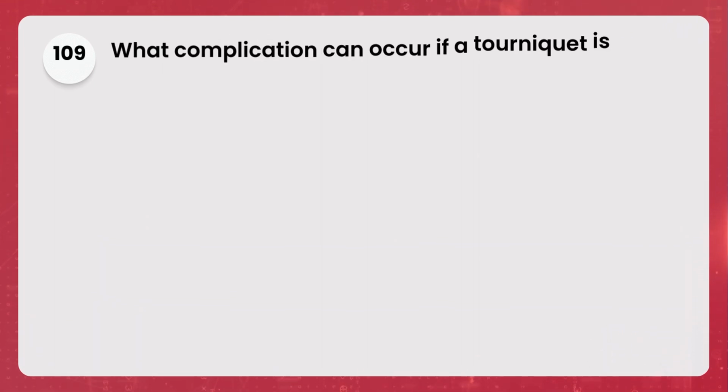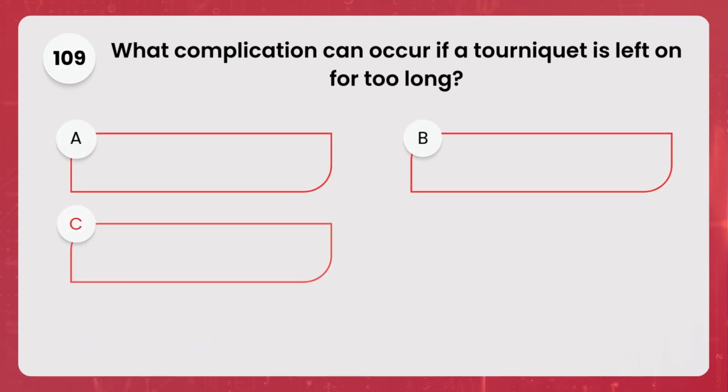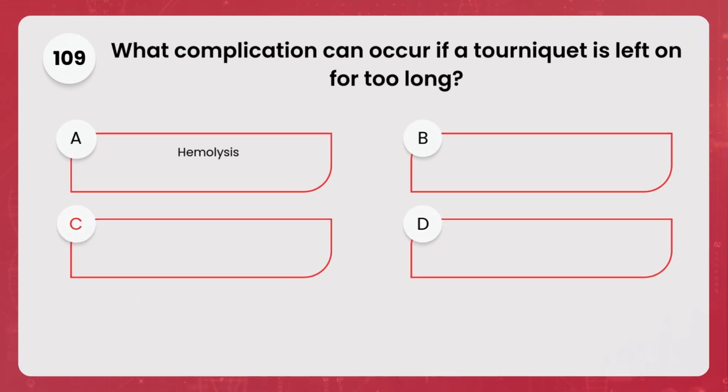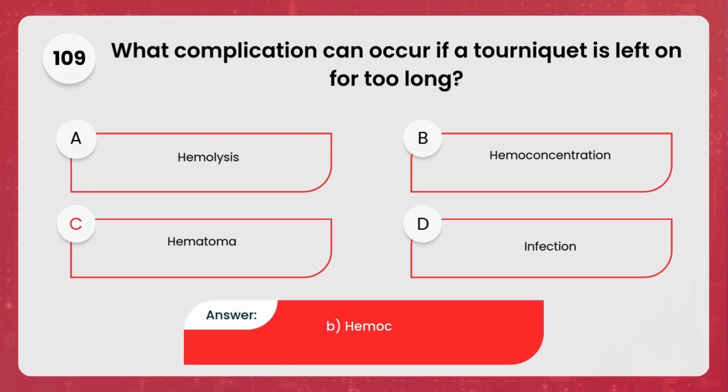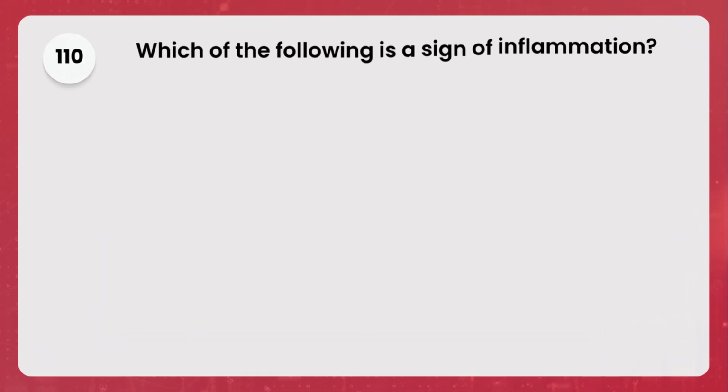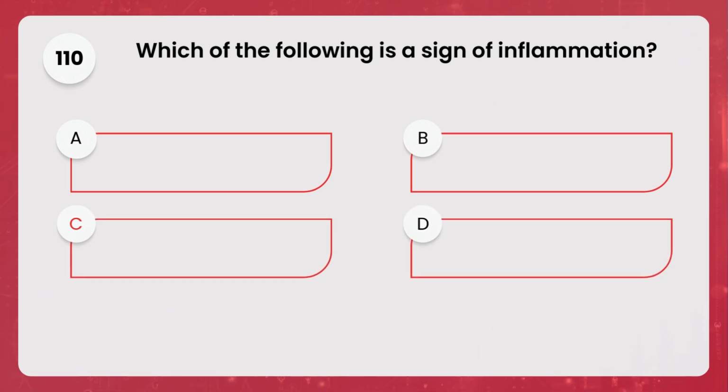Number 109. What complication can occur if a tourniquet is left on for too long? A. Hemolysis, B. Hemoconcentration, C. Hematoma, or D. Infection? The answer is B. Hemoconcentration.